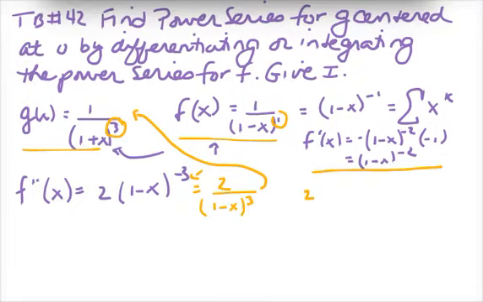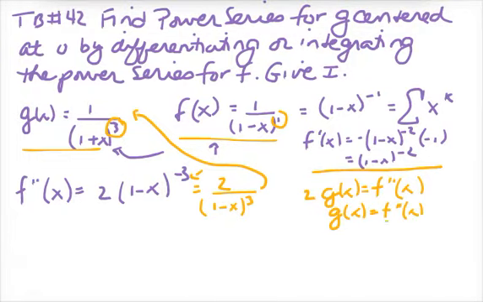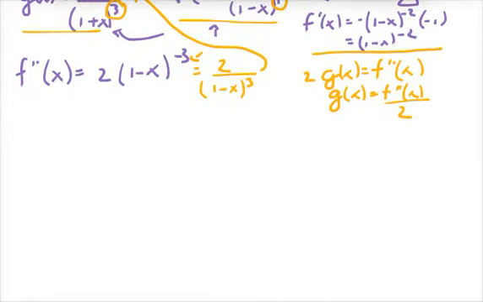except 2 times g of x is equal to the second derivative of f. Using that relationship, g of x is equal to 1/2 the second derivative, divided by 2. So we can go right to the power series representation.